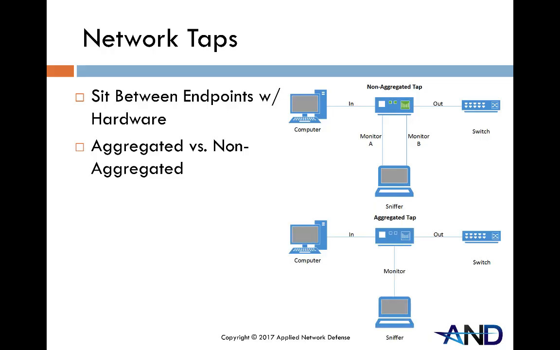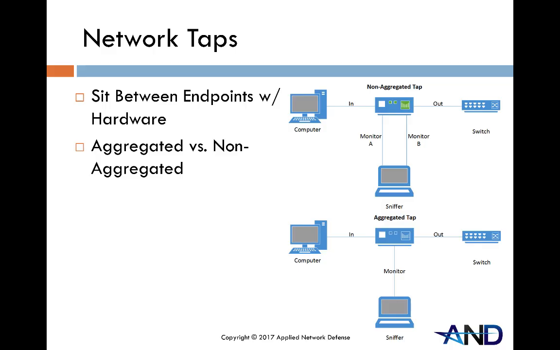Now, the other type of tap is an aggregated tap. The only difference between a non-aggregated and an aggregated tap is that the aggregated tap bonds the inbound and outbound data streams into one interface. So from your sniffer, you only need a single interface to monitor that traffic. Aggregated taps are a little bit easier in that sense. You only need the one port, but a non-aggregated tap is not impossible to use. You can bond the inbound and outbound interfaces together via software on your sniffer system so that it looks like a single data stream instead of two. So you're not having to have two capture files for everything you're doing. That isn't something you have to worry about too much.